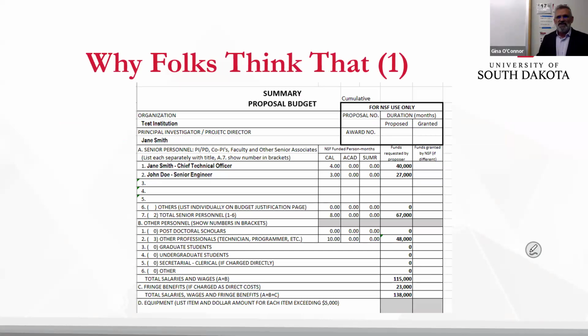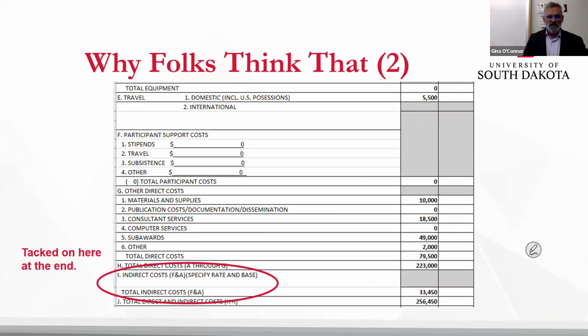So for the next couple of slides, I've just taken a screenshot of the National Science Foundation's budget template. It's got the categories on it that we're all used to thinking about. You've got your senior personnel, other personnel, fringe benefits, equipment. Those are some key items there. And then you've got travel, participant support, other direct costs. You add that all to your total direct costs, and then we hit you with the tax of indirect costs. And so really the way the budgeting process is set up drives this notion that F&A is a tax that we charge to people for doing this.